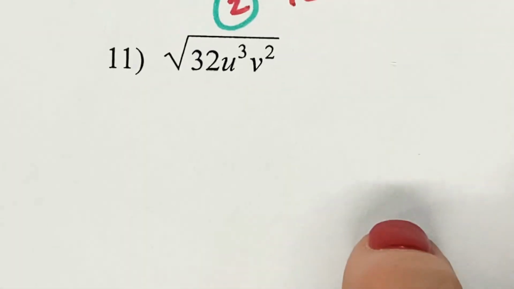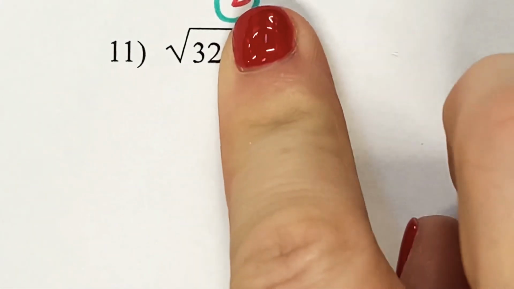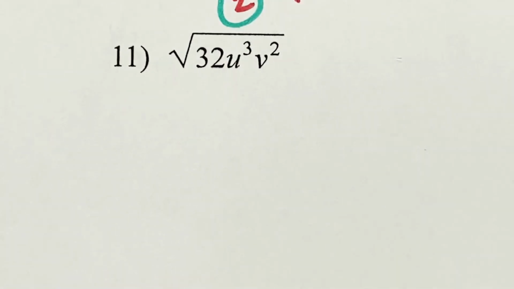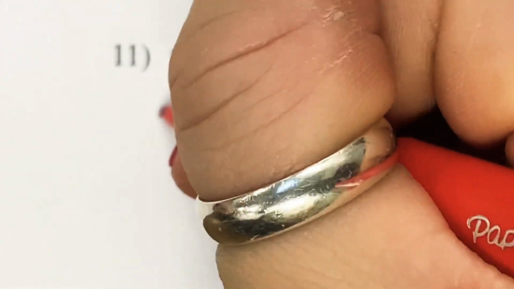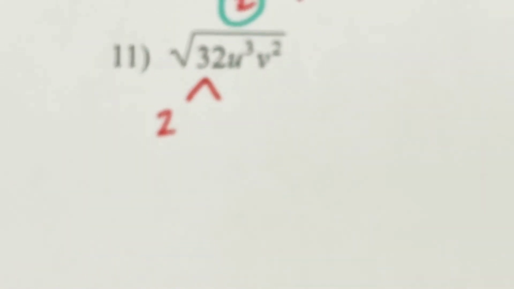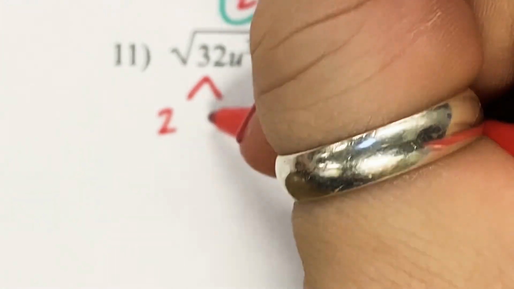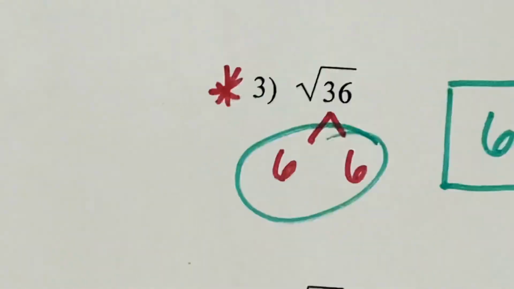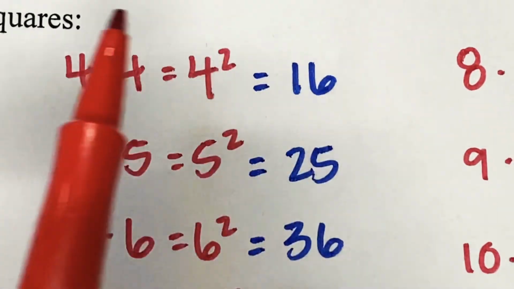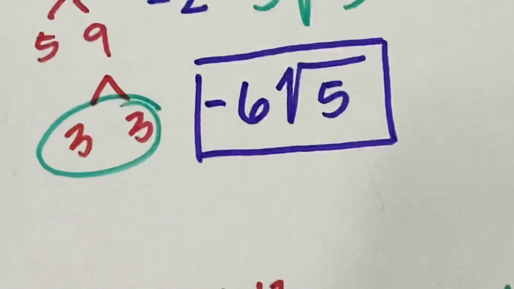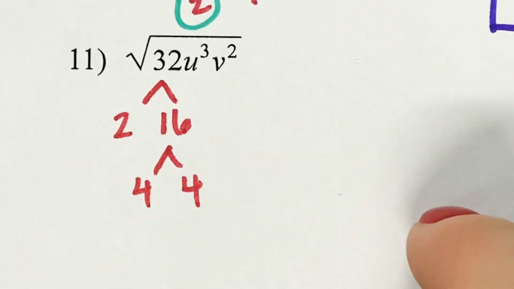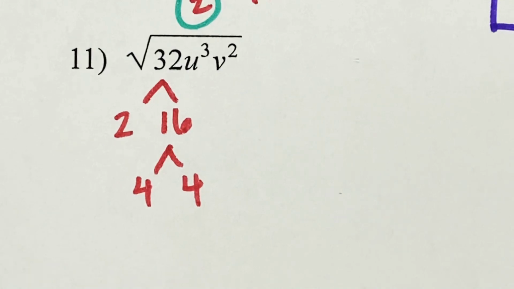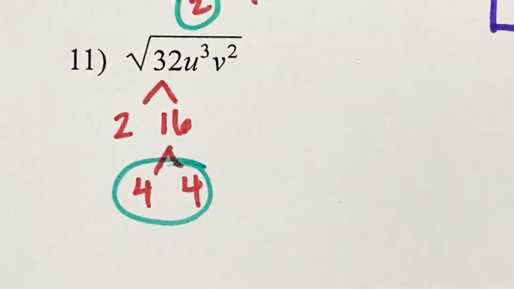Last example. So we're going to ignore the u and the v for now. Let's just divide 32. Okay, so 32 is even, so let's go ahead and divide it by 2. 32 divided by 2 is going to give me 16. Ooh, and 16 is a great number because it automatically gives us a pair. So 16 I can break down to 4 and 4. Okay, so we know that 4 is our number that gets to couple up and leave.